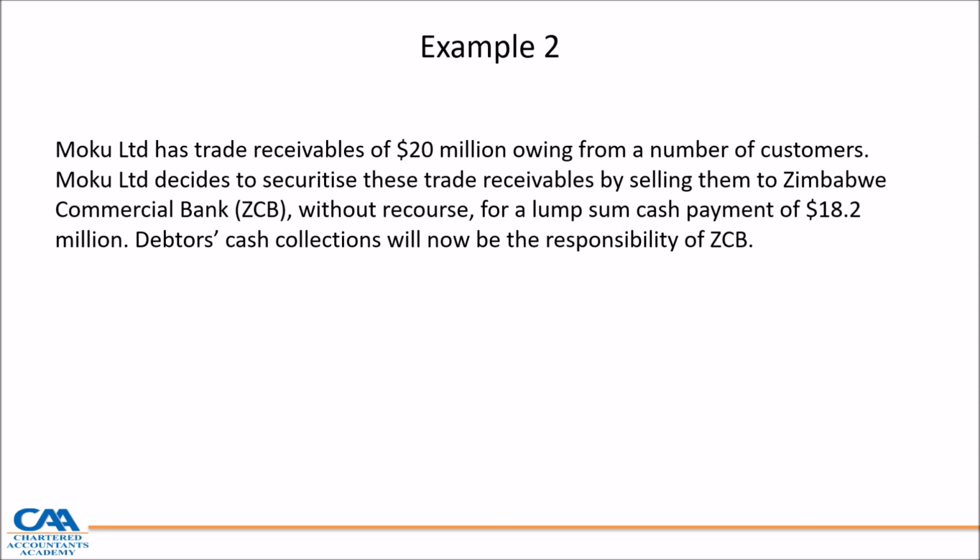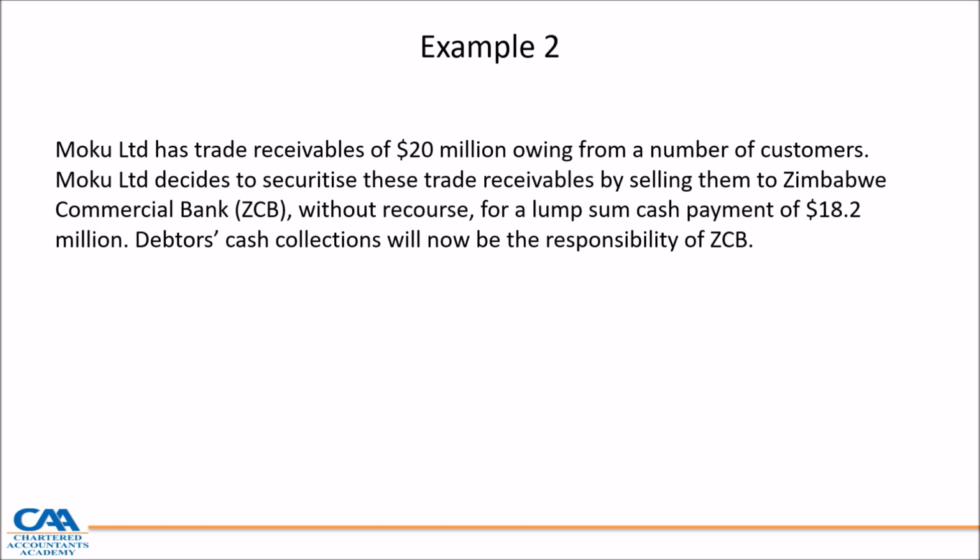So we need to then apply whether the transfer substantially transfers all risks and rewards of ownership. Since it's without recourse, Moku is not liable for any amounts that have not been collected by ZCB, and ZCB will now collect the debt itself. So in this case, we can say Moku is truly no longer a party to the contract and should therefore derecognize the debt.